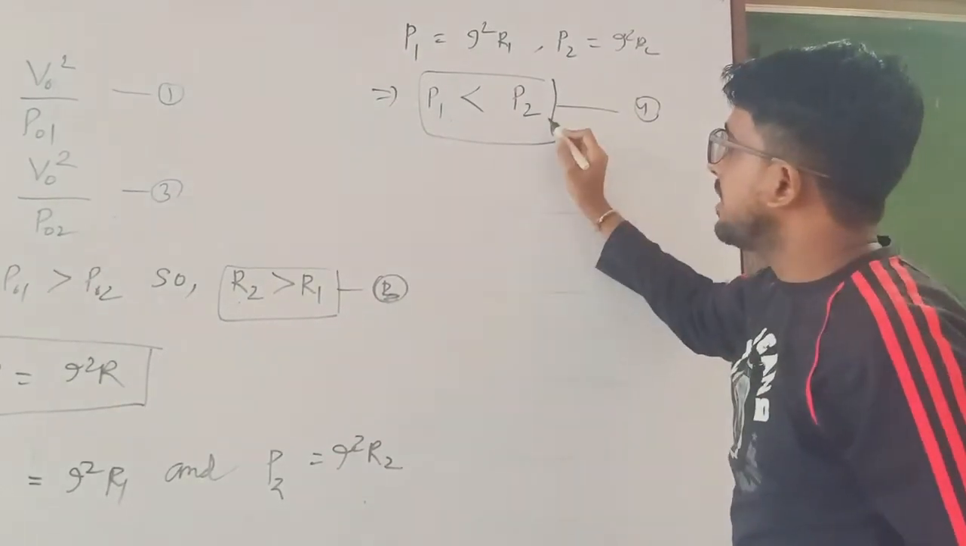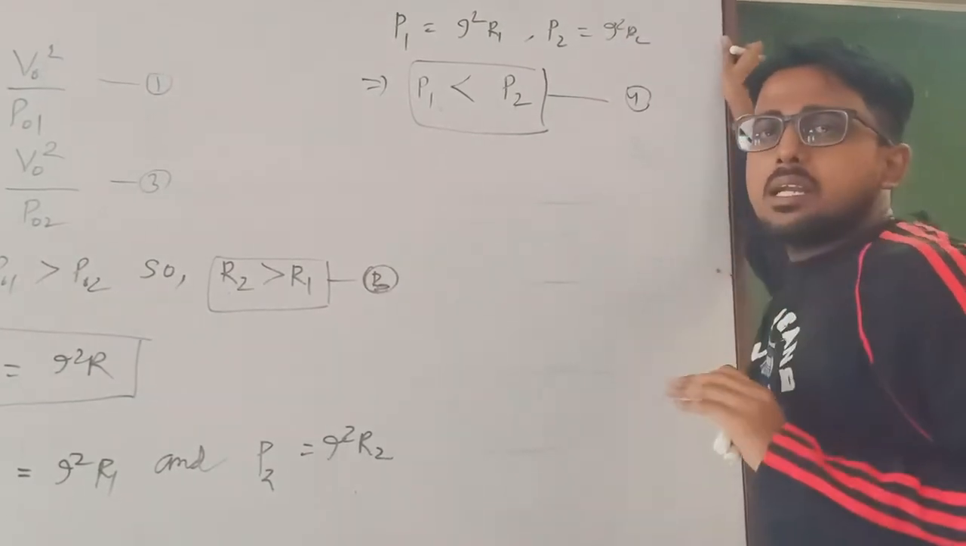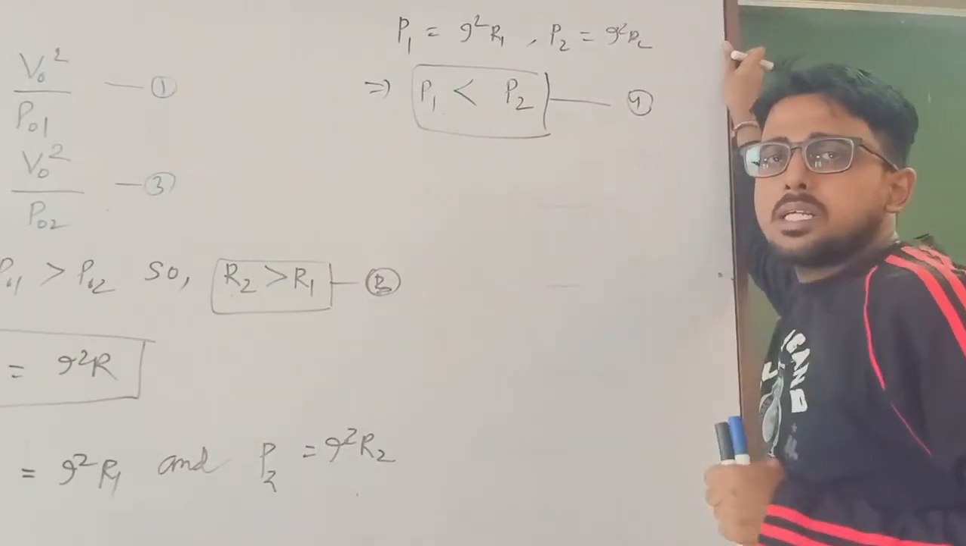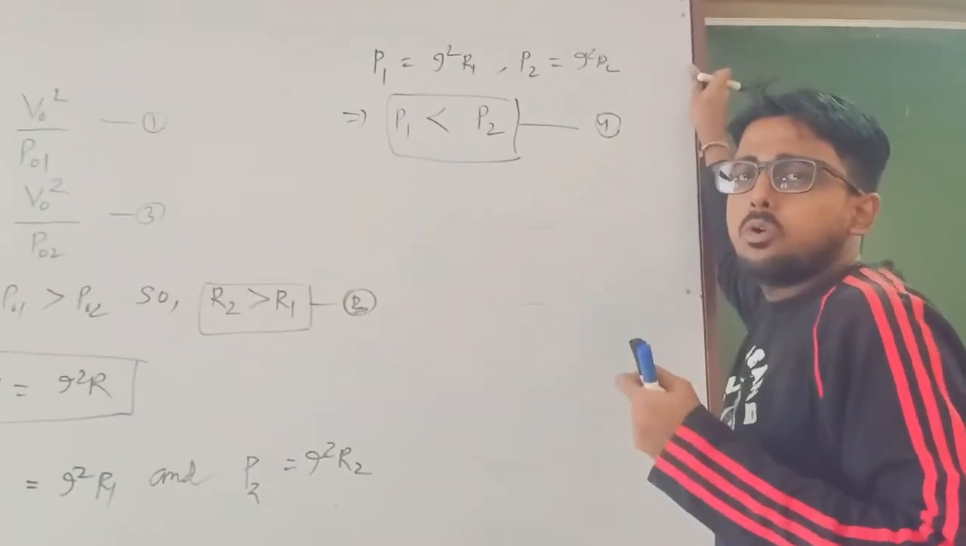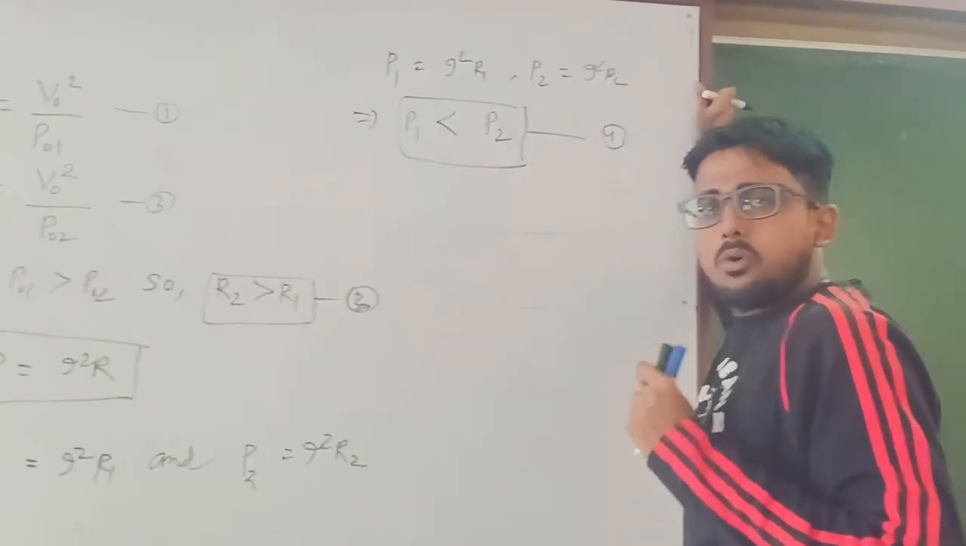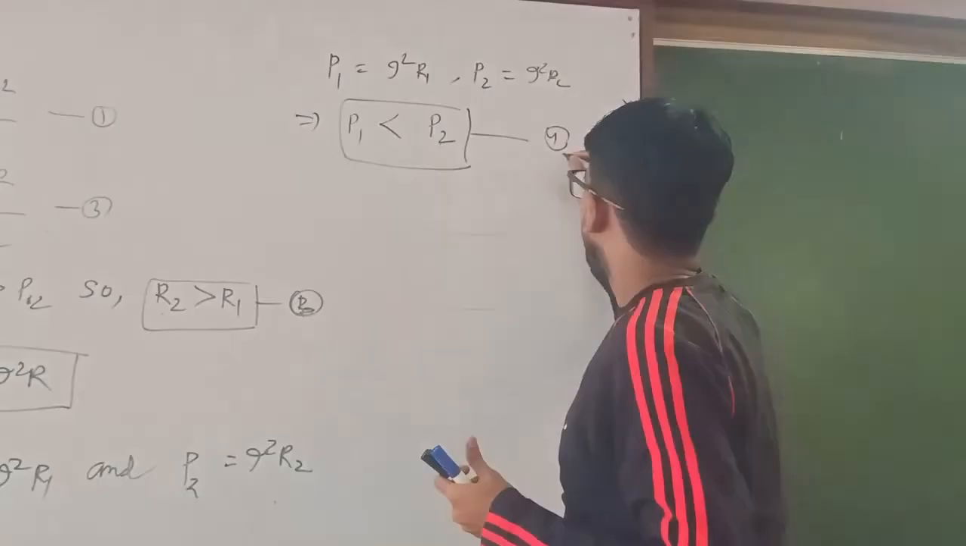So in series combination, if the potential rating of all the balls is the same, then the power consumption of the lower power rating ball will be more than the maximum power rating ball. Okay, clear? So this is important to remember.